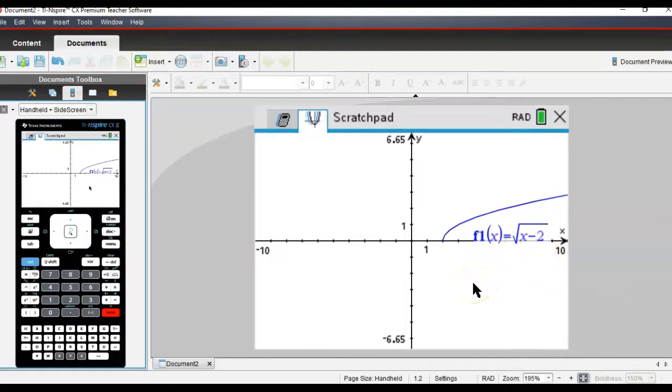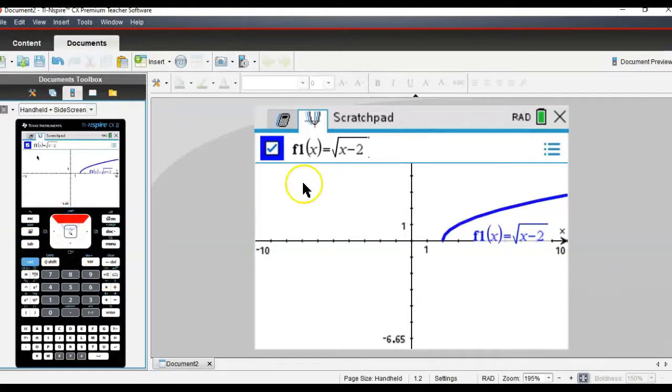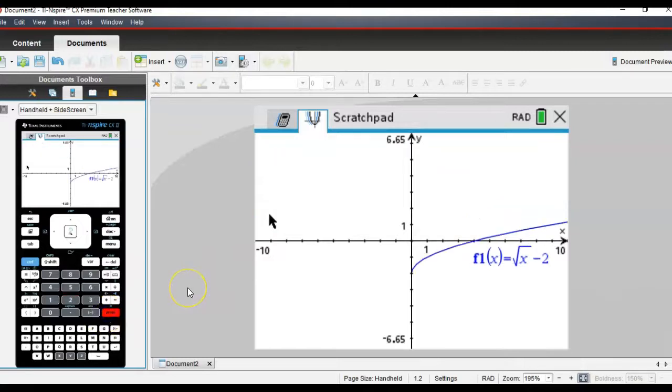What if I go back again, hitting tab, going back up, let's edit. What happens if I put the minus 2 on the outside? Do you know? You should know. What happens if I do this? What's going to happen to my graph? What do you think? Is that what you were guessing? It goes down 2, hopefully, because now the minus 2 is outside of the square root.